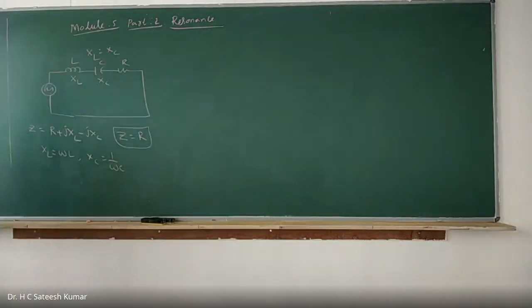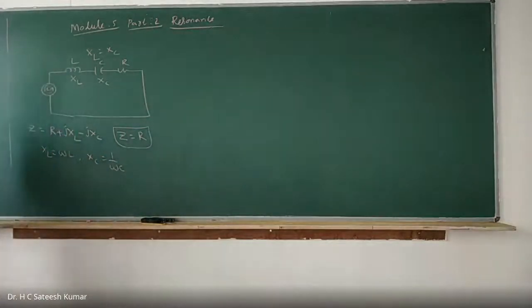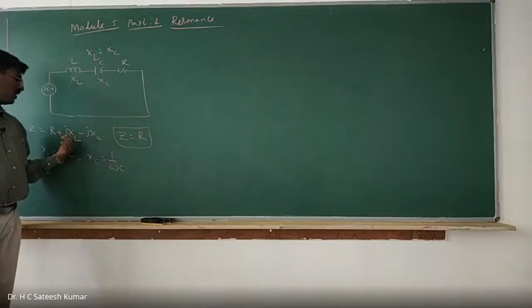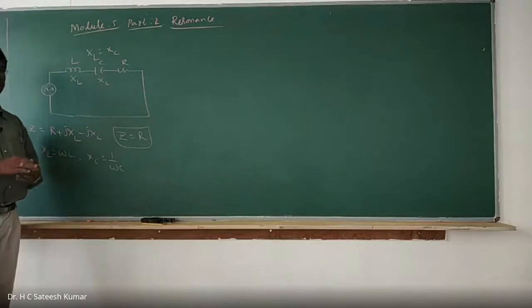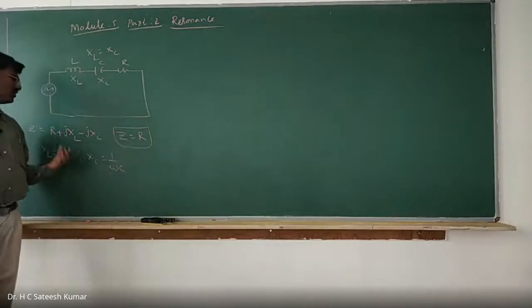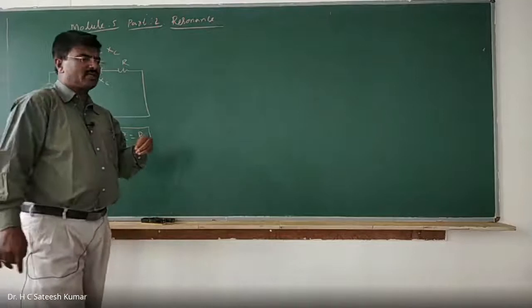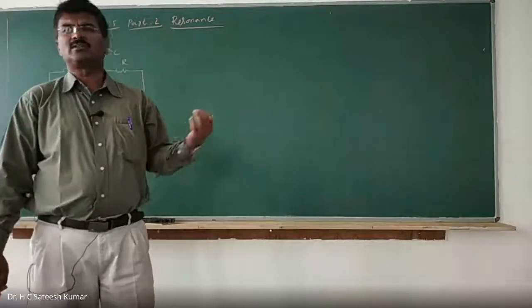So another way of defining resonance is: it is a condition in the AC circuit wherein the circuit behaves like a purely resistive circuit. The third definition: if you have inductive or capacitive reactance, there may be a phase lead or phase lag. But when there is only pure resistance, the voltage is in phase with the current. So another definition of resonance is that it is a condition in the AC circuit wherein voltage is in phase with the current.